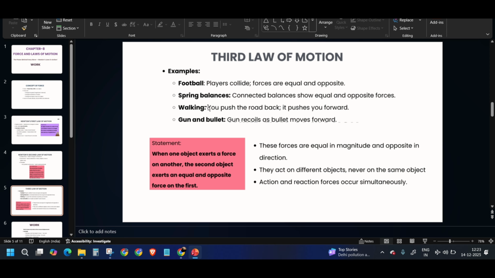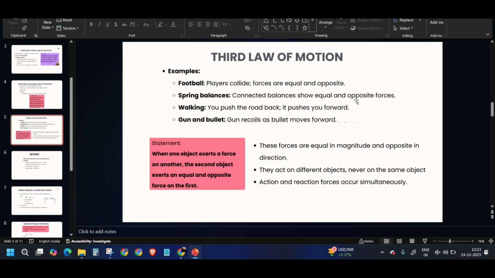Coming to the third law of motion. The third law of motion says that if an object exerts a force on another object, the second object also exerts an equal and opposite force on the first object. That is, a force has an equal and opposite reaction when it is applied. Examples are the football, spring balances, walking, and a gun and bullet.